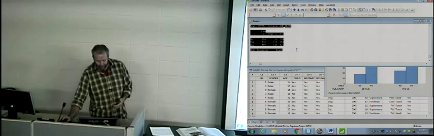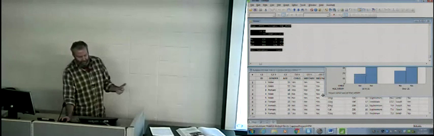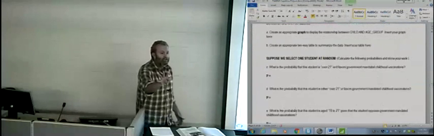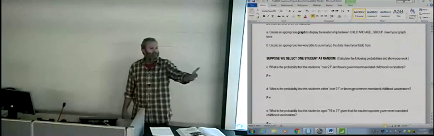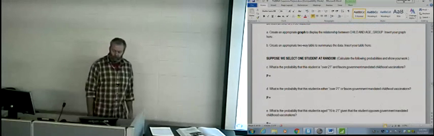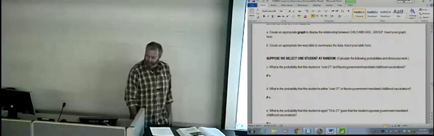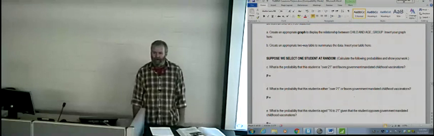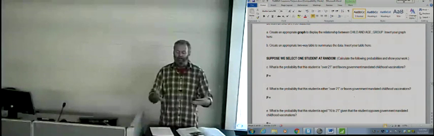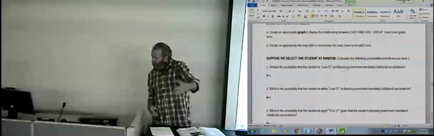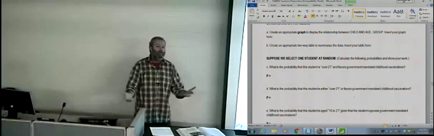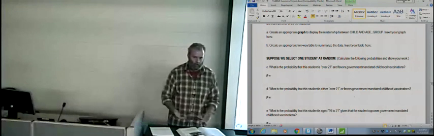Then, when I come back here, there's a part C, a D, an E, and an F. These are 4 probability questions where you're going to select one of these students at random. Part C says, what's the probability the student is over 21 and favors government-mandated childhood vaccinations? You want both of those characteristics. There's no given that. You want both of them. You want they're over 21 and they favor government-mandated childhood vaccinations. You're going to divide by 814 here.